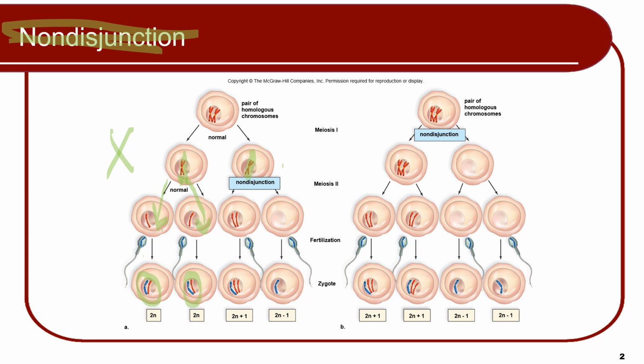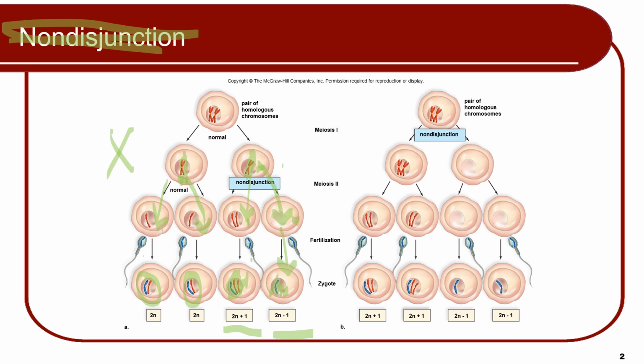In non-disjunction, those 2 sister chromatids don't split. So one daughter cell gets both of those. The other daughter cell gets none of those. And remember, this is just one of your 23 chromosome pairs. So when that cell is fertilized by a sperm, you get 3 of that chromosome because you have 2 from the egg and 1 from the sperm. So that's a trisomy. And if the other egg gets fertilized by a sperm, you only have 1 of that chromosome because the egg didn't have any, and that would be a monosomy.